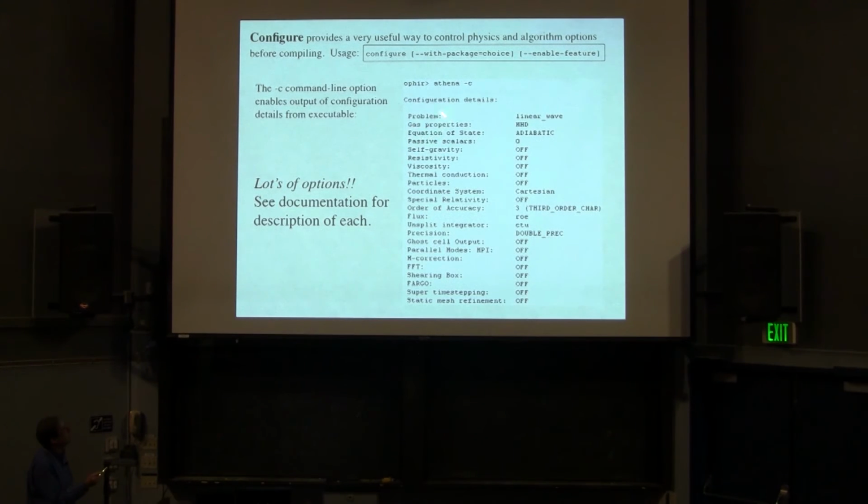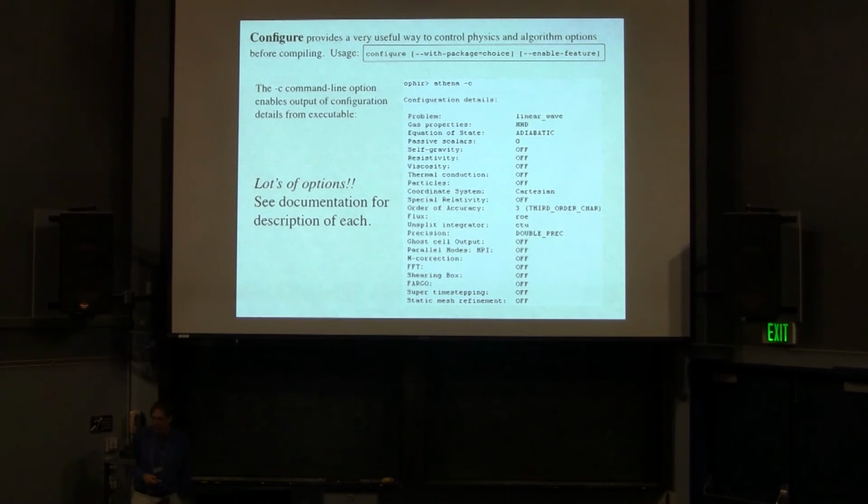So for example, the problem: to run a new problem, you write a C function that sets up the initial conditions, and you give that function a name, and you tell the code that name through the configure. You say dash dash with problem equal the name of the file you just wrote, and then the code knows to link that file during compilation and run it. So you can easily switch from one problem to another.